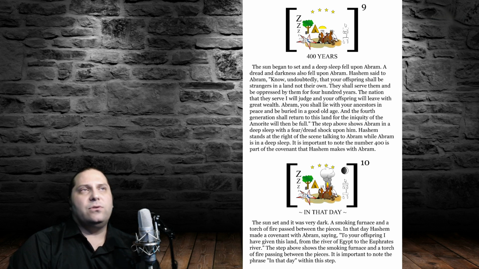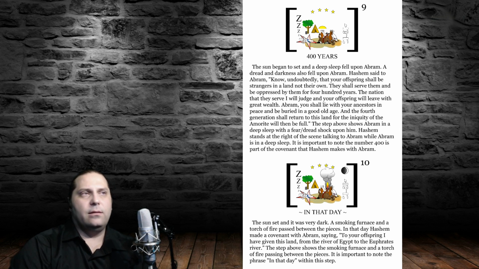The step above shows Abram in a deep sleep with a fear, dread, shock upon him. Hashem stands at the right of the scene talking to Abram while Abram is in a deep sleep. It is important to note the number 400 is part of the covenant that Hashem makes with Abram.